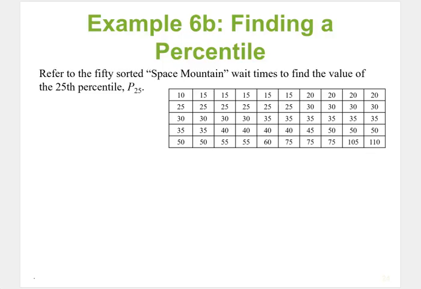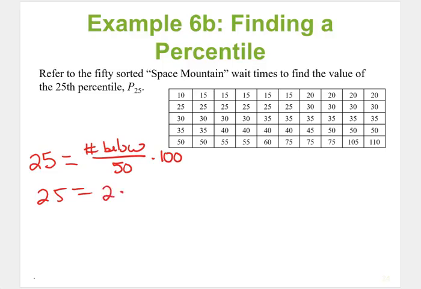All right, so say we have the Space Mountain wait times from Disney World, and we want to find the 25th percentile. Now, we could use the formula. That would not be horrible, right? We know that we are the 25th percentile. That means the number below us divided by the 50 that they gave us times 100. So I could use my formula and just kind of work backwards. So 50 goes into 100 twice. So 25 equals 2 times the number below me. So divide both sides, and I get 12.5. So 12.5 is the number that are below me.